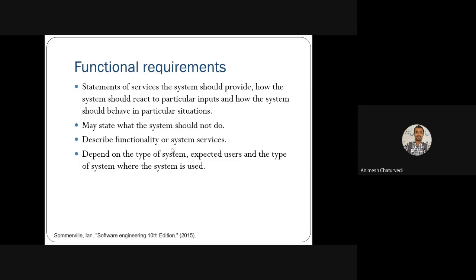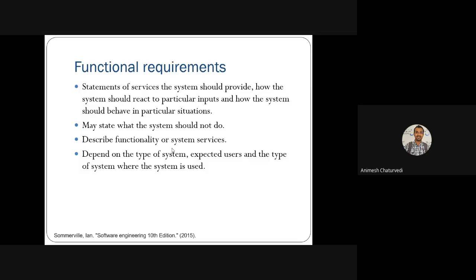Thereafter, the functional requirement should also mention what the system should not do. All the things which are not necessary and not supposed to be done by the system are also mentioned in the functional requirements. Functional requirements also need to describe the full functionality, the full services provided by the system, and what the user is expected to do with that system.